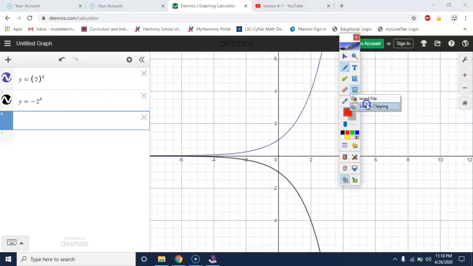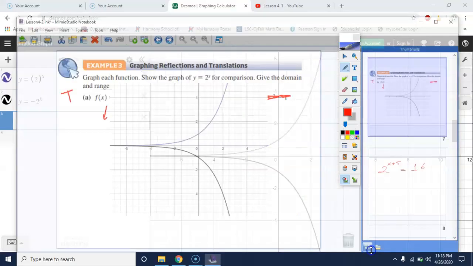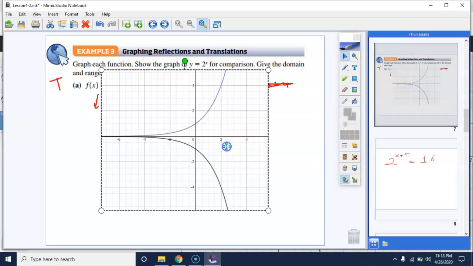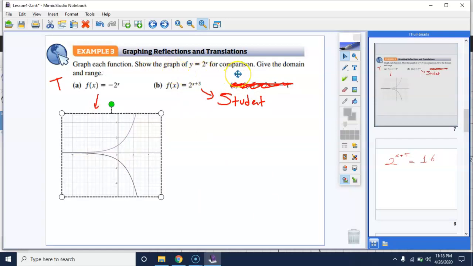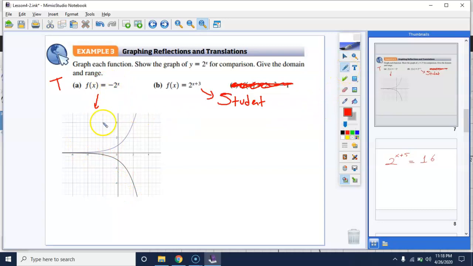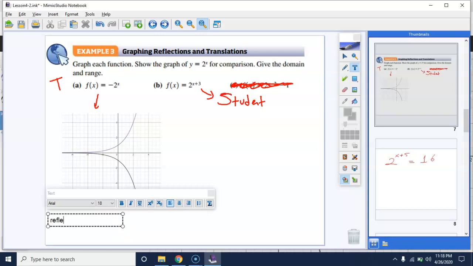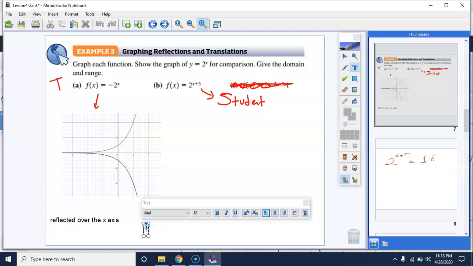So as you see, if we take a screenshot of this, over here we show the graph comparison. So it's going to be what? The new function is reflected over the x-axis. Let me type over here: reflected over the x-axis. That's all. Just graph and see.